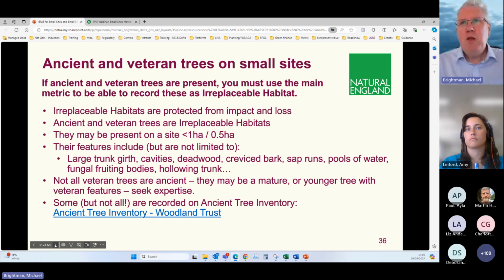Now, not all veteran trees are ancient. There may be a mature or younger tree with veteran features. And again, in this case, further expertise would be required. Handily, some of these are recorded on the ancient tree inventory, and the link is there on the slide. And where they are on that inventory, all well and good, but presently not all are recorded on an inventory. So just because it's not on an inventory doesn't mean it's not an ancient tree.